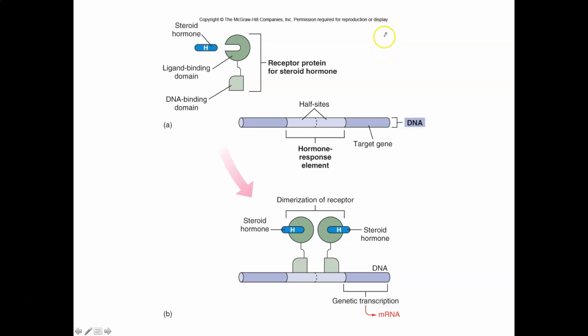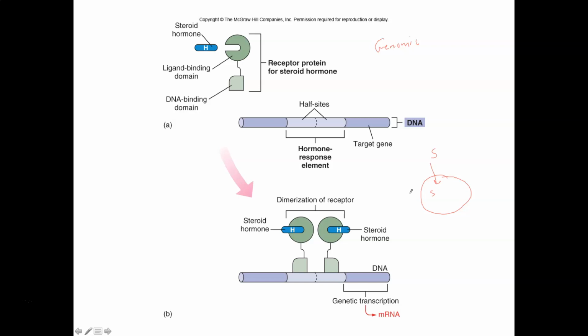So let's talk about the idea of a genomic steroid mechanism of action. We know that steroids are lipophilic. We know that they're going to enter into cells. So if we draw a cell, we know that the steroids are going to leave the blood and they're going to enter into the cell because they're lipophilic. And they're going to interact with receptors that are found within the cytoplasm or within the nucleus.